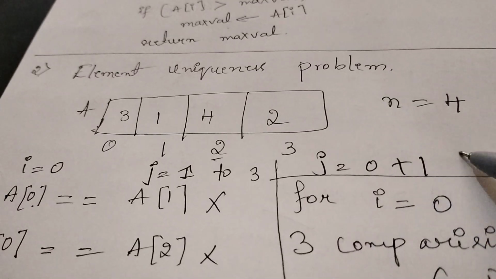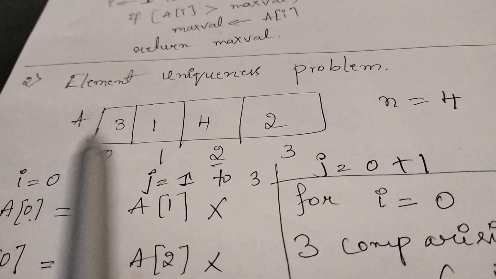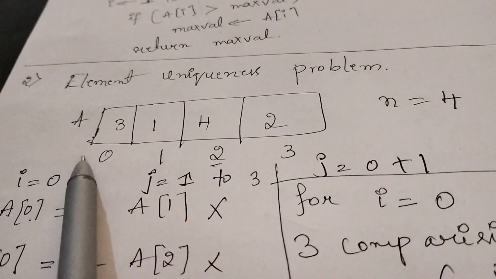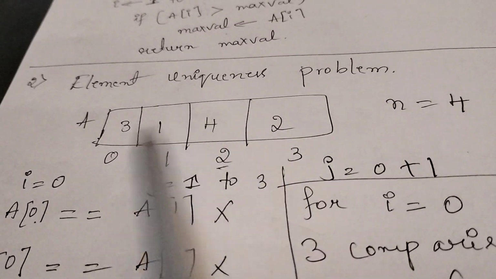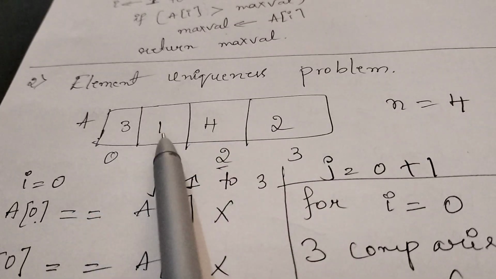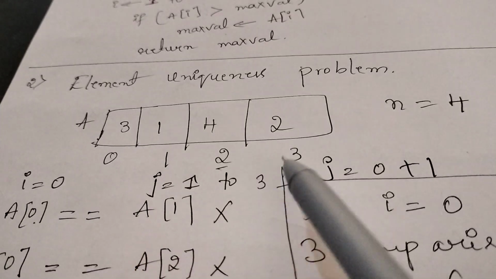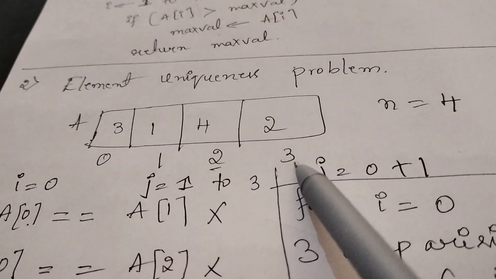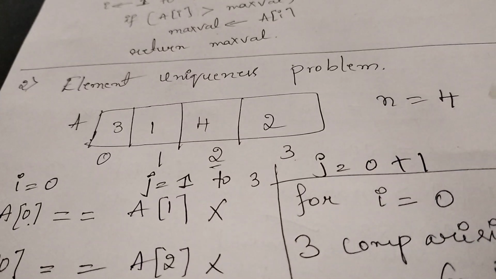Now let us take one array like this. Here I have taken an array with the name A, and these are the elements of the array: 3 1 4 2. It runs from the lower bound 0 until it reaches the value 3. So in total there are n elements, I mean 4 elements.